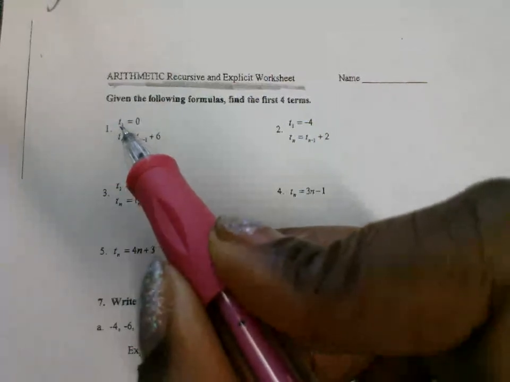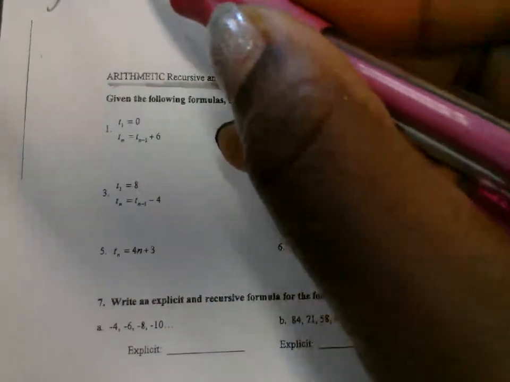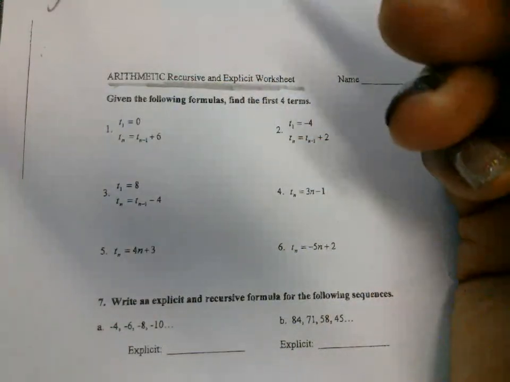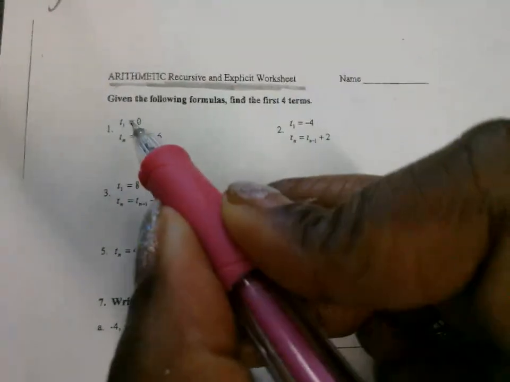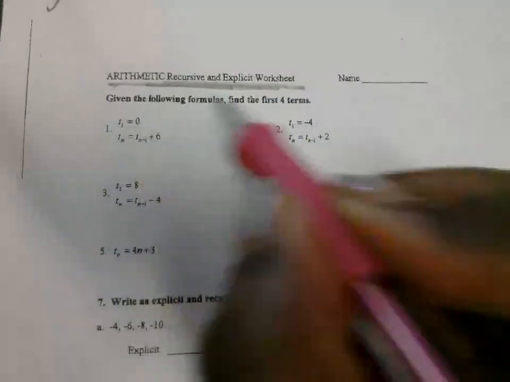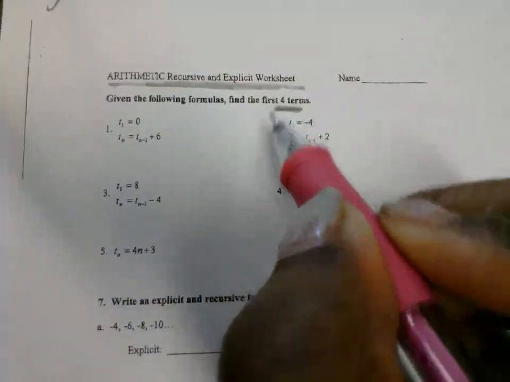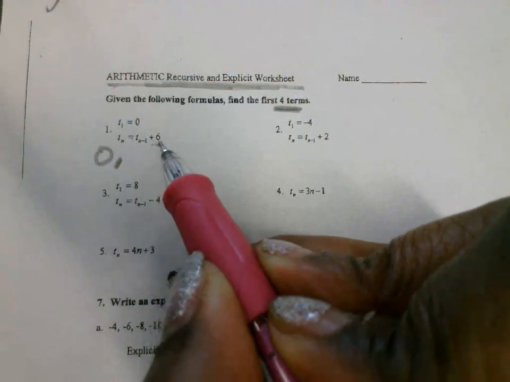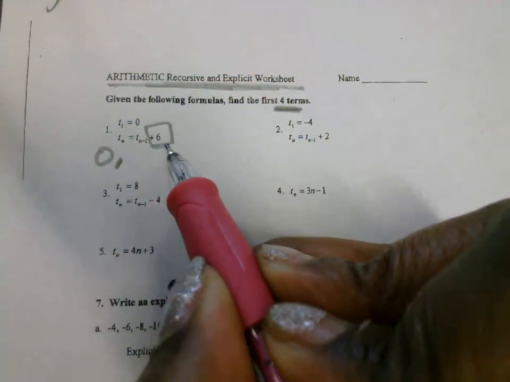How do I know it's the first number? Because it's T sub 1 or A sub 1 or M sub 1 or whatever. You can use any letter you want. So the first number in the pattern, I'm looking for the first 4 terms, is going to be 0. So I start with 0. Now I'm finding the next term. What is it saying that I'm doing to every term? It's saying that I'm adding 6 to every term.